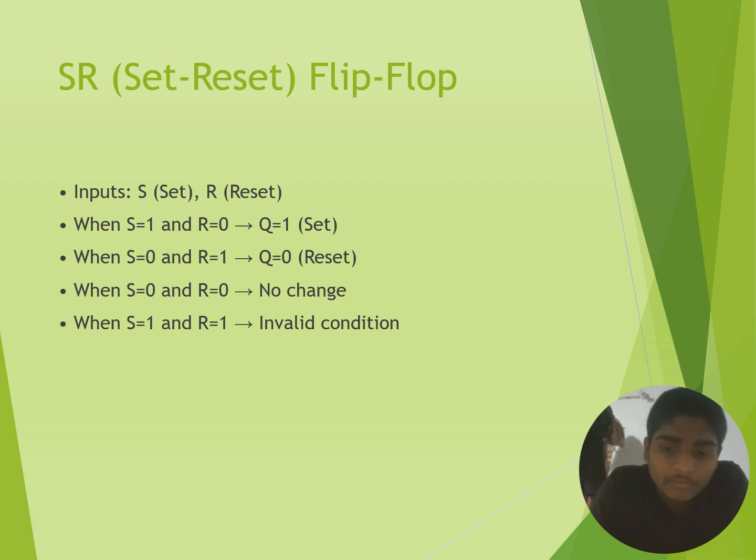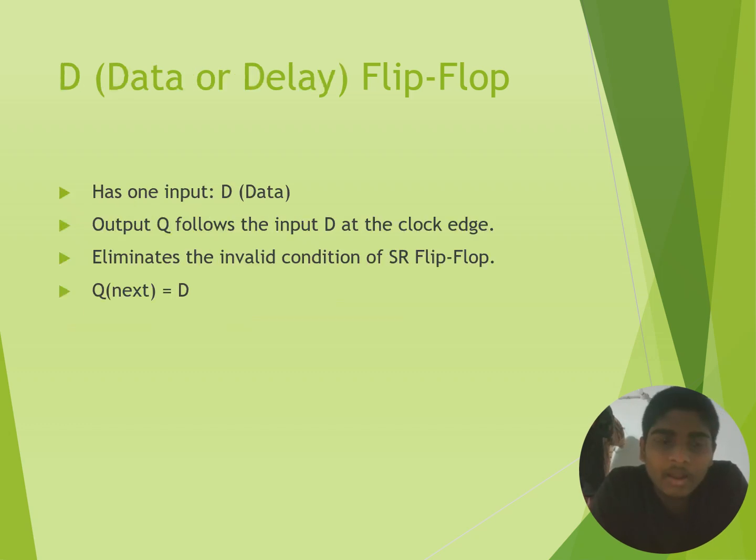Next, the D flip-flop, the delay or data flip-flop. The D flip-flop has only one input, D. Output Q follows the input D at the clock edge. It eliminates the invalid condition of the SR flip-flop, and Q next equals D.